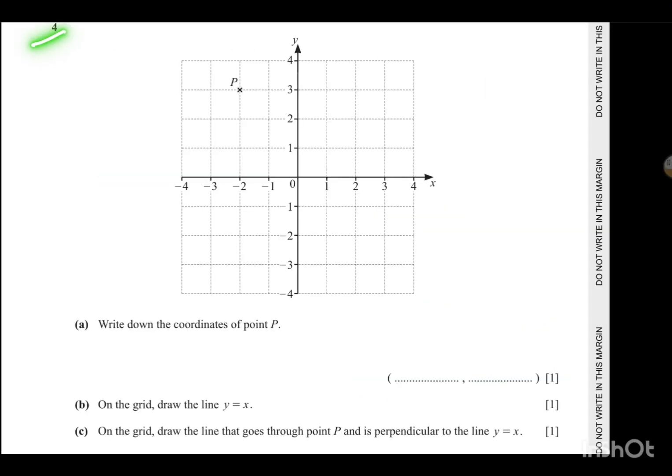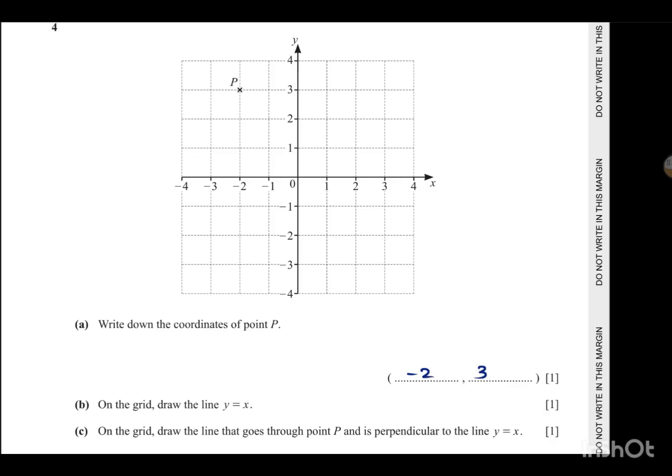Question number 4. There is a point given on a grid, and question A: write down the coordinates of point P. Now for the coordinates of point P, you have to check the x coordinate by looking at the horizontal line, and the y coordinate by looking at the vertical line. So it is -2 and 3.